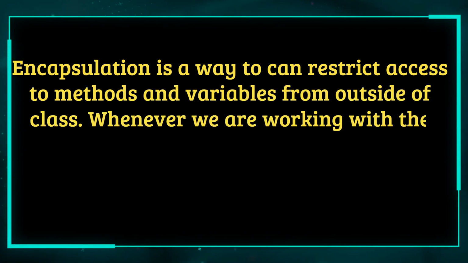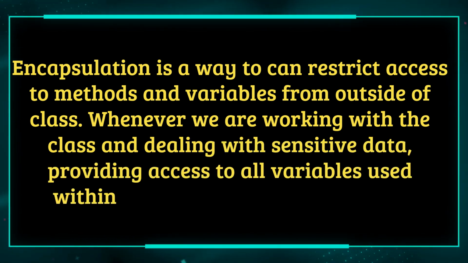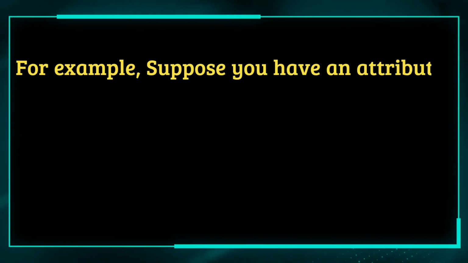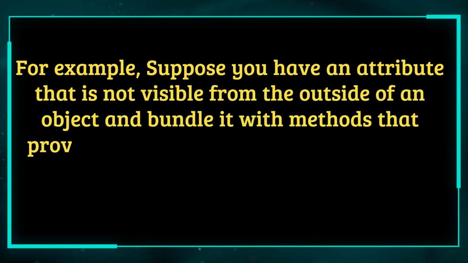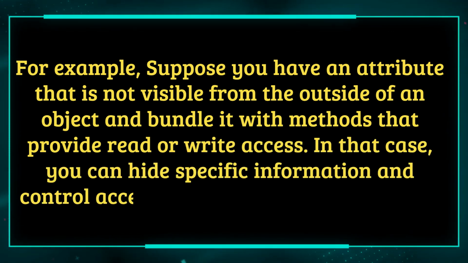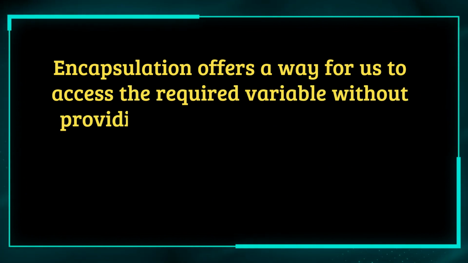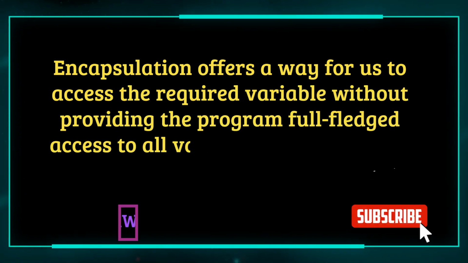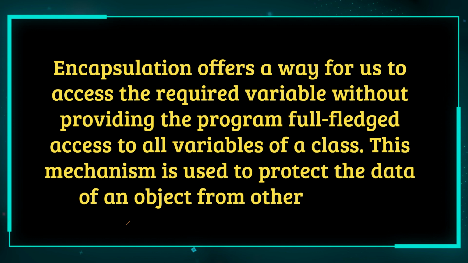Whenever we are working with the class and dealing with sensitive data, providing access to all variables used within the class is not a good choice. For example, suppose you have an attribute that is not visible from the outside of an object and bundle it with methods that provide read or write access. In that case, you can hide specific information and control access to the object's internal state. Encapsulation offers a way for us to access the required variable without providing the program full-fledged access to all variables of a class. This mechanism is used to protect the data of an object from other objects.